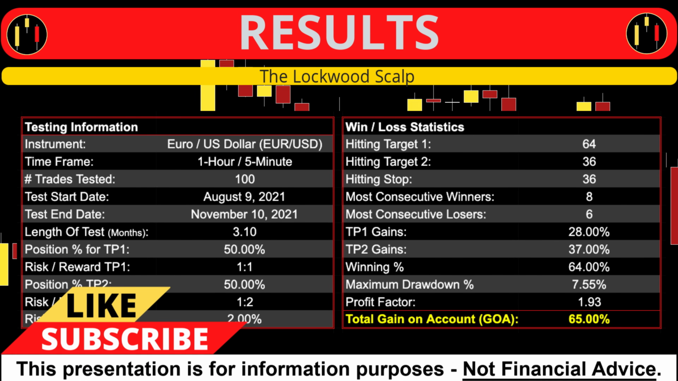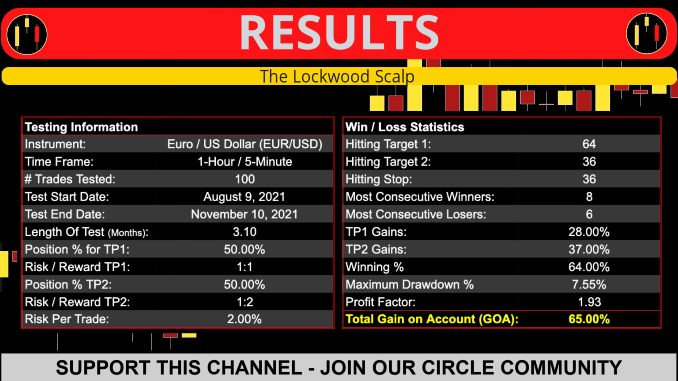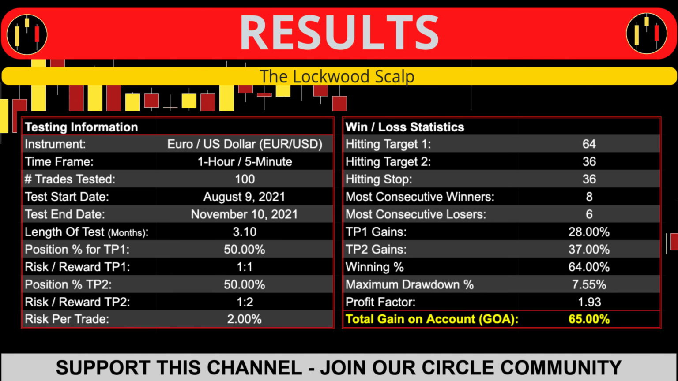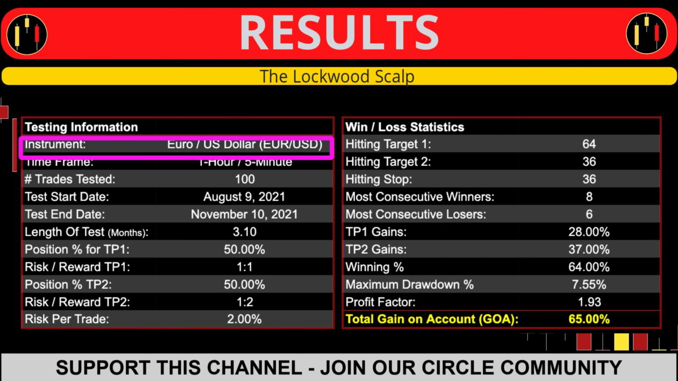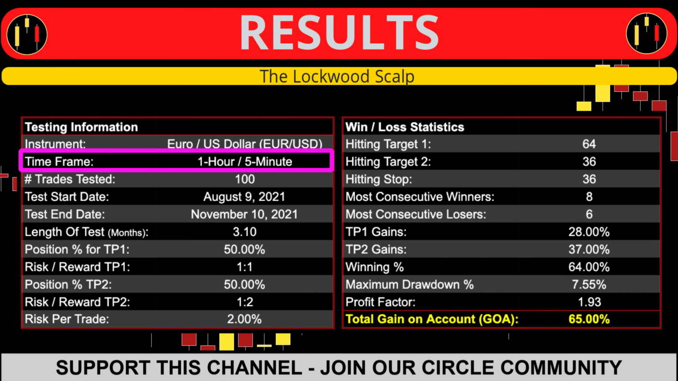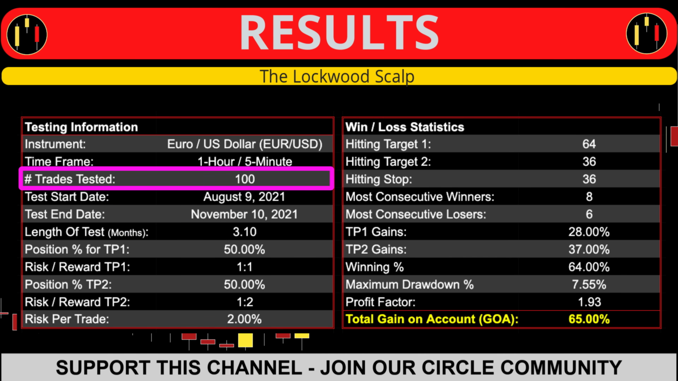Remember, this is just 100 tests on one instrument. If you are thinking of using this system, please do extensive back and forward testing and be sure to let our community know what you discover. This test was done on the euro versus the US dollar with a combination of 1-hour and 5-minute Japanese candles. It took a brisk 3 months to find the 100 setups.